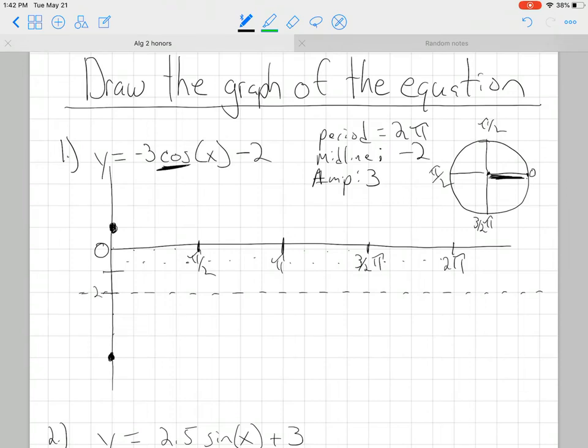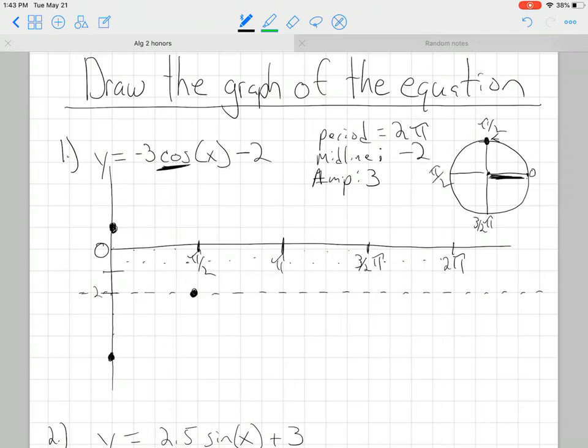So when I'm at 0, my distance from the pole is going to be -3. So I'm right here. When I'm at pi over 2 up here, I'm on the pole. So my distance from the pole is 0. I'm basically on the pole, I'm on the midline. So boom, my distance from the pole is 0.